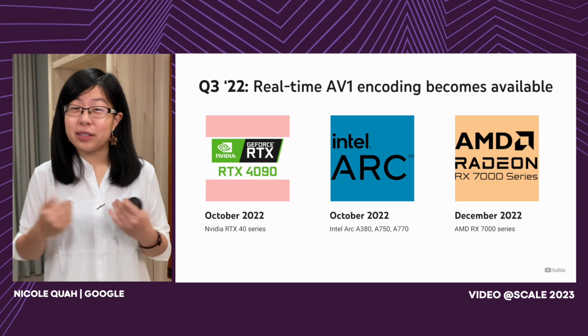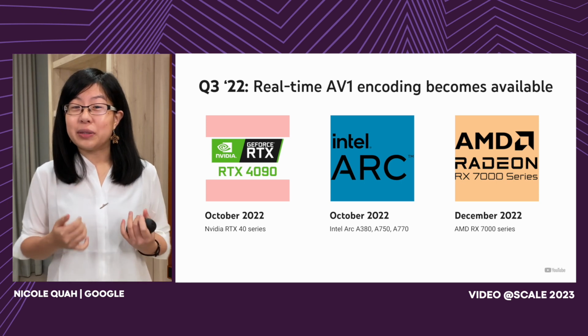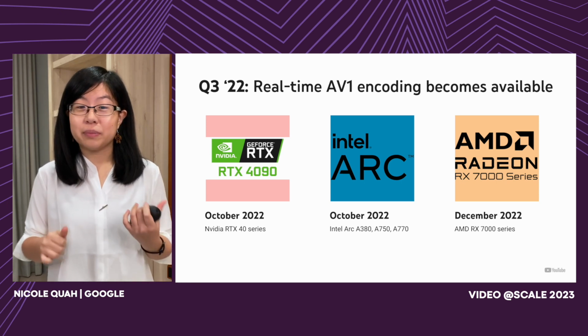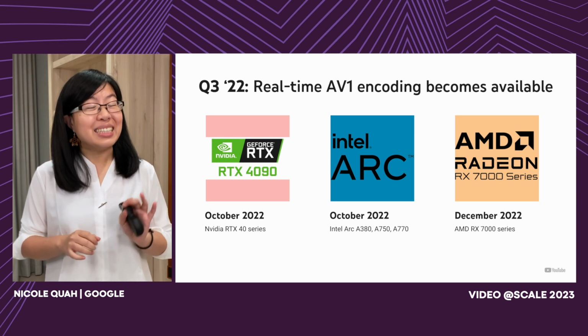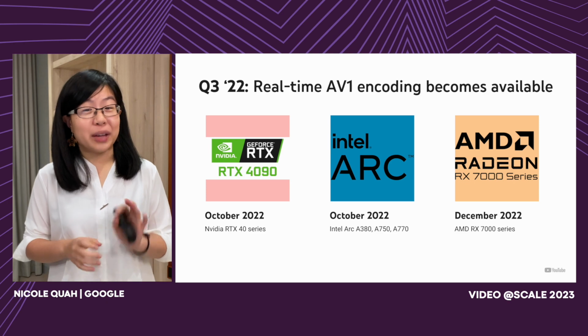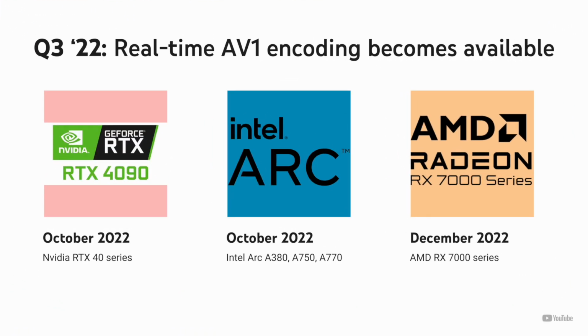But before we could start accepting it for live, the ecosystem actually had to catch up. In particular, software encoders for AV1 tend to be slow. But for live, obviously this doesn't work because for encoding, you have to keep up in real time. And so what happens? At the end of 2022, the major GPU vendors all have released their first series of cards that support real-time AV1 encoding.